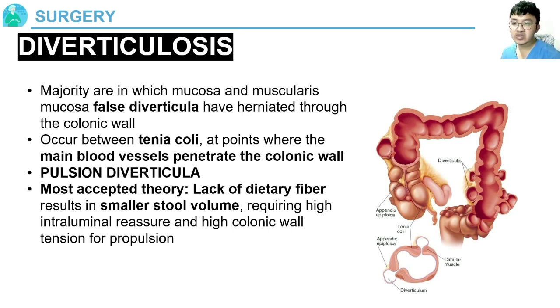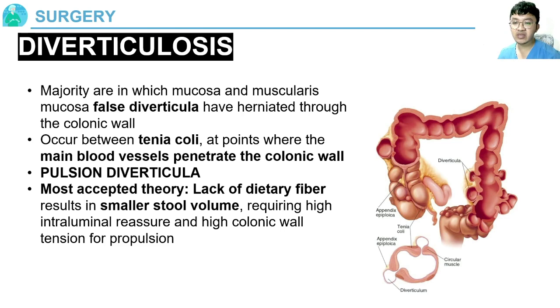So diverticulosis occurs usually between the tinea coli, usually at areas where the arteries penetrate, because it's in these areas where the colonic wall has defects, because again, these are the areas where the arteries penetrate. So these are the weakest portions of the colonic wall. Again, it's a false diverticula or a pulsion diverticula because it's the pushing which causes, again, the colonic wall to weaken, allowing your mucosa and submucosa to extend outside.